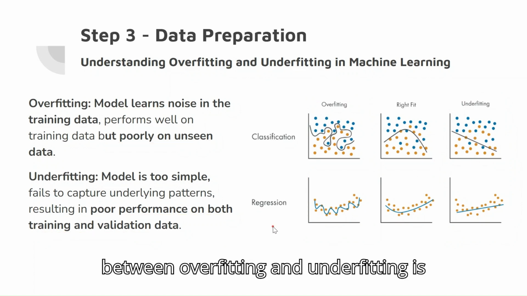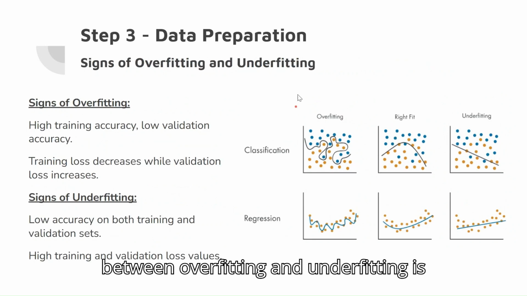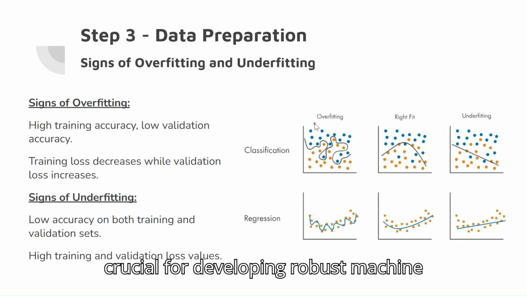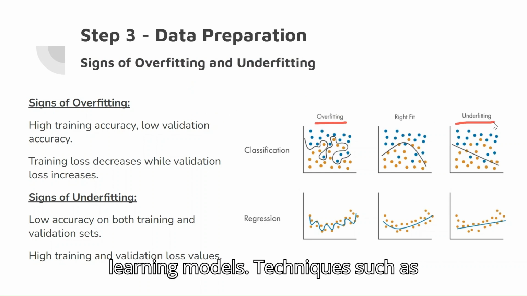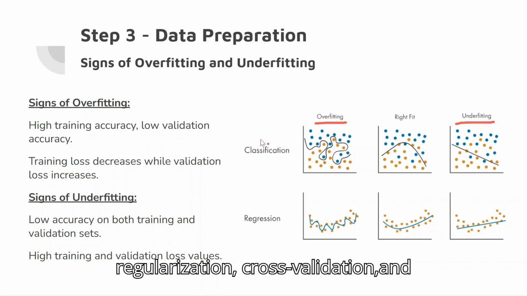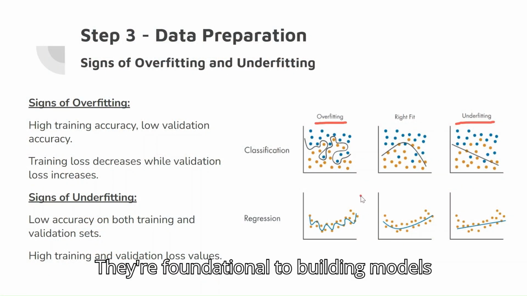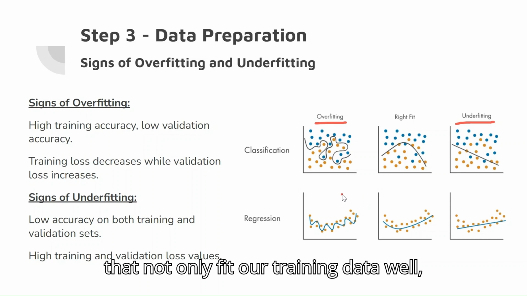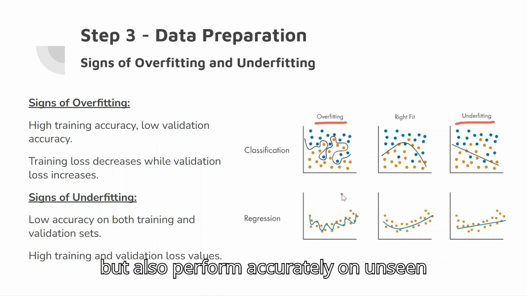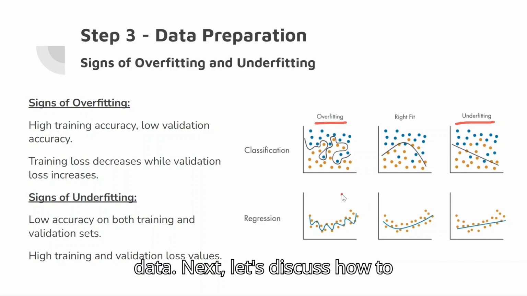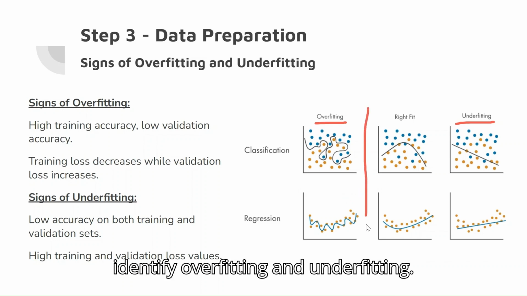Striking the right balance between overfitting and underfitting is crucial for developing robust machine learning models. Techniques such as regularization, cross-validation, and selecting appropriate model complexity can assist us in achieving this balance. As you embark on your machine learning journey, keep these concepts in mind. They are foundational to building models that not only fit our training data well, but also perform accurately on unseen data. Next, let's discuss how to identify overfitting and underfitting.